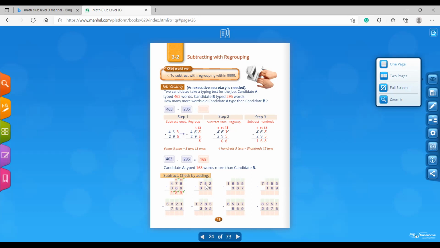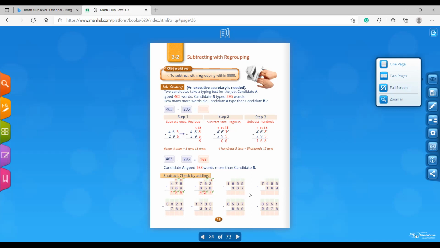Hi, tens, can you lend me one? Yes, of course. The 8 will become 7, and the 2 will become 12. 12 minus 8 is, yes, 4. Bravo. 7 minus 5, we don't have a problem here because the 7 is greater than the 5. 7 minus 5 is 2, yes. And 7 minus 3 is, yes, 4, bravo.